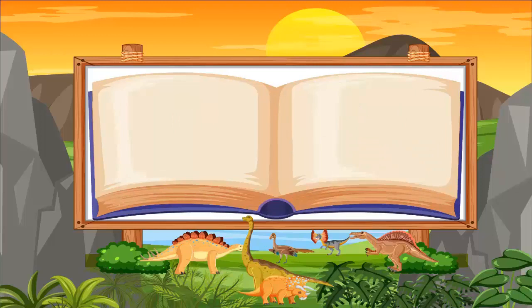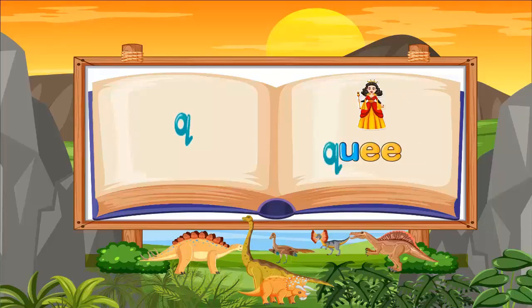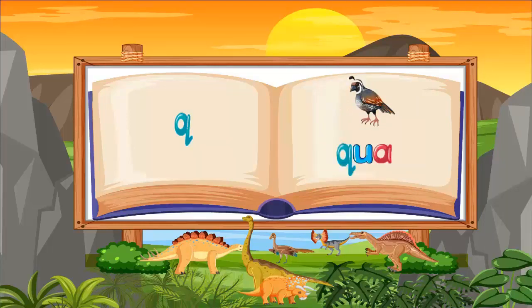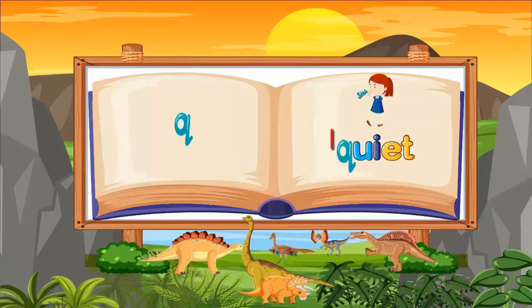We are going to learn words starting with the letter Q. Q for queen, Q U E E N, queen. Q for quail, Q U A I L, quail. Q for quiet, Q U I E T, quiet.